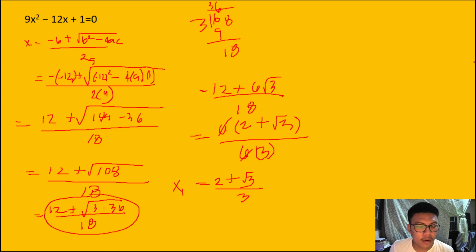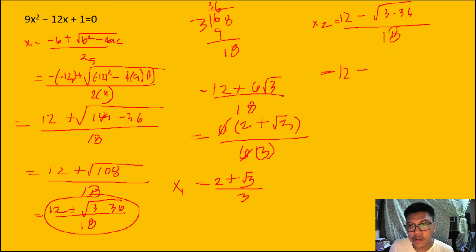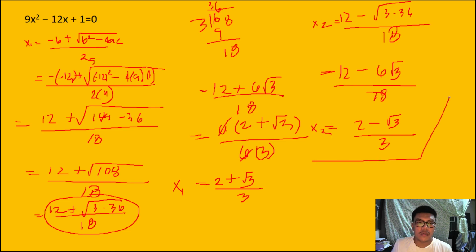So we have x sub 2 is equal to 12 minus square root of 3 times 36, di ba? All over 18. So we have 12 minus, okay, factor ang square root natin yung 36. We have 6 times square root of 3 all over 18. So same lang, factoring out 6. So we have 2 minus square root of 3 all over 3. So that would be our x sub 2. Okay, yun lang.